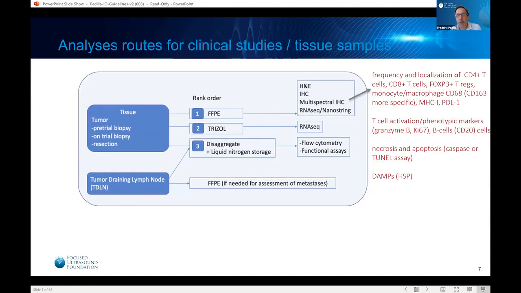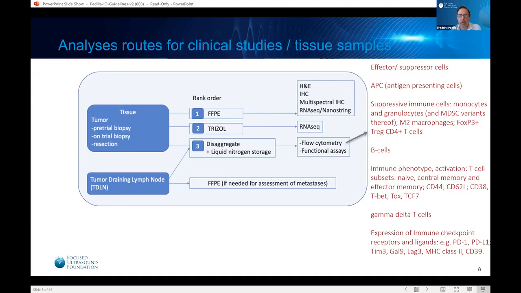So what are we looking for? Well, for example, multispectral IHC for frequency and localization of CD4, CD8, Tregs, macrophages, MHC1, PD-L1, T-cell activation and phenotypic markers, cell death pathways, so necrosis, apoptosis, DAMPs, also something we discussed a lot. In terms of flow cytometry, we can be more exhaustive in what we are assessing: effector cells, suppressor cells, APCs, suppressive immune cells, B cells, immune phenotype activations again, gamma delta T cells, and expression of immune checkpoints.